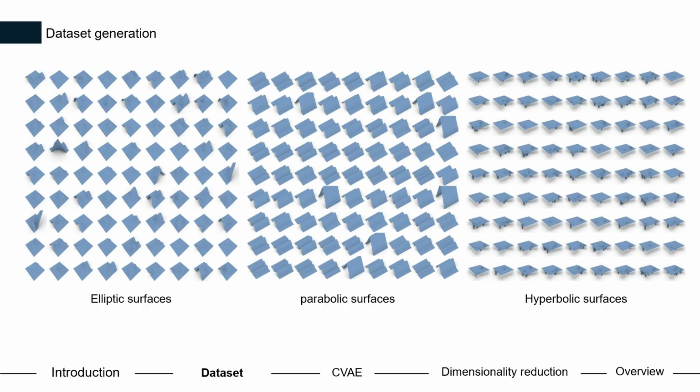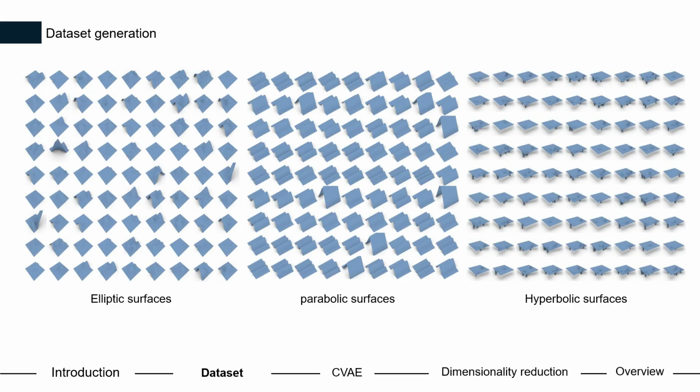To train our model, we first generated a large dataset of shells using custom Grasshopper codes. We created about 30,000 geometries covering three curvature types: parabolic surfaces, which were cylindrical single curvature; elliptic surfaces, which were domes with positive curvature; hyperbolic surfaces, saddle shapes with negative curvature. This diversity captured a wide spectrum of structural behaviors, giving our model a rich training dataset.